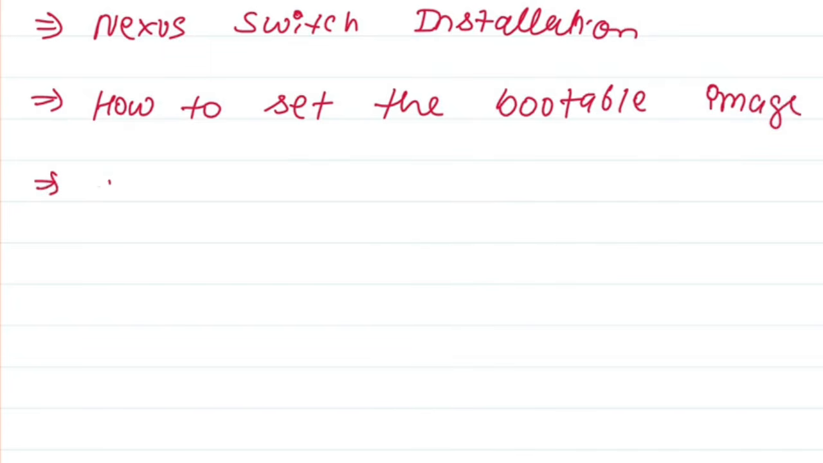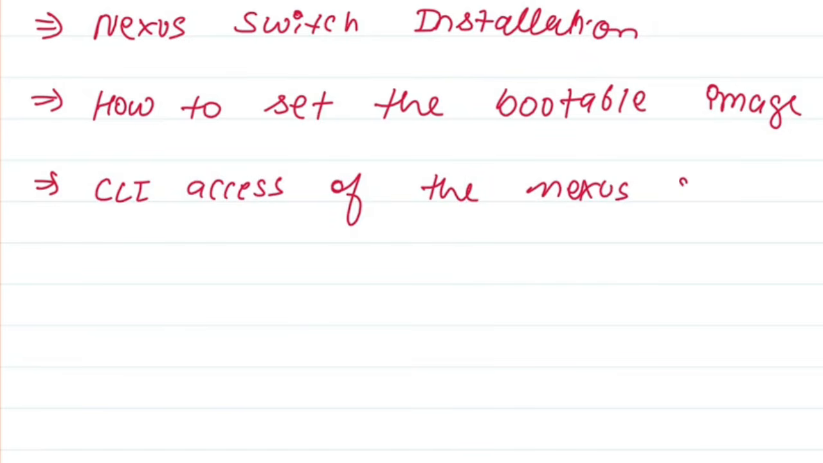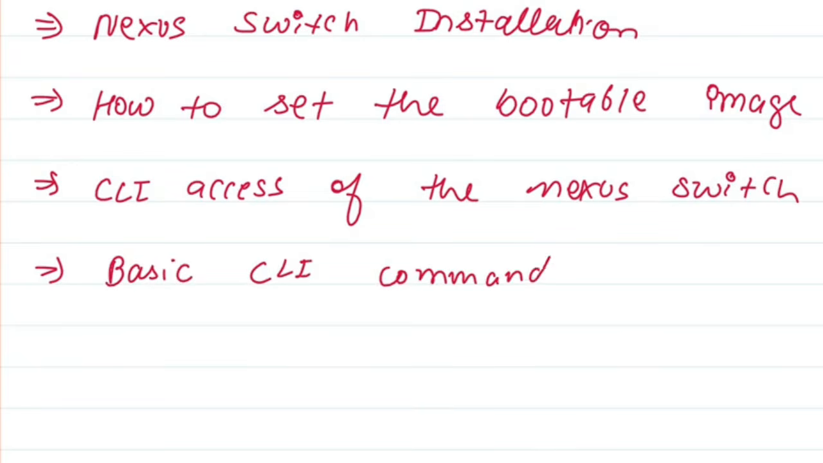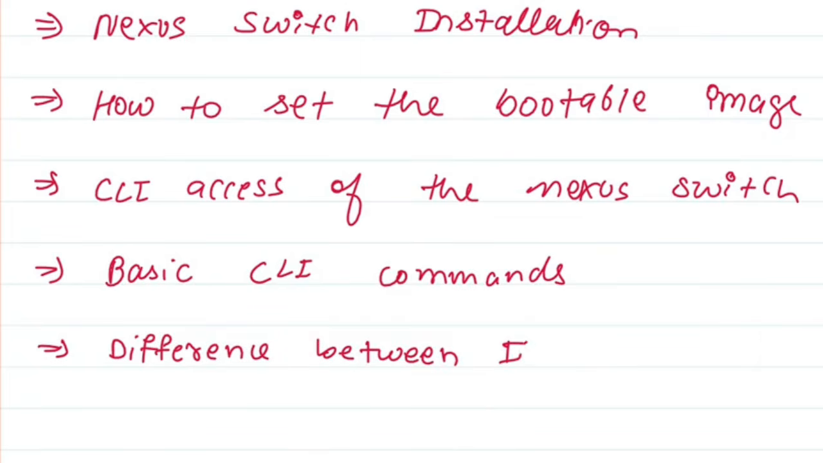Then CLI access of the Nexus switch. Basic CLI commands. Then we discussed the difference between IOS and NX-OS. NX-OS, this is what we have also discussed.